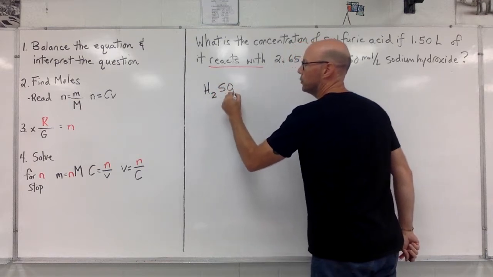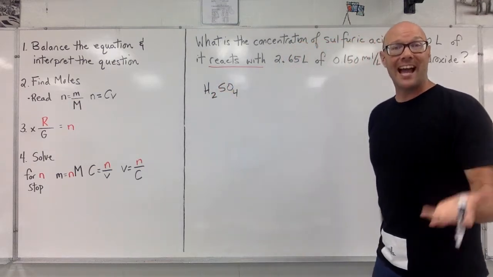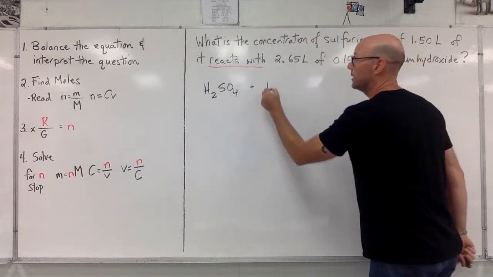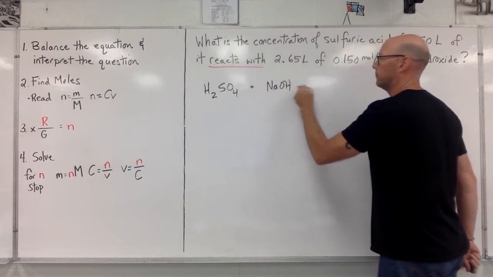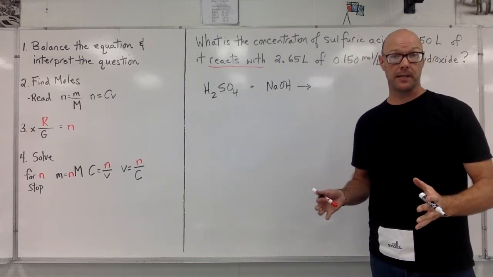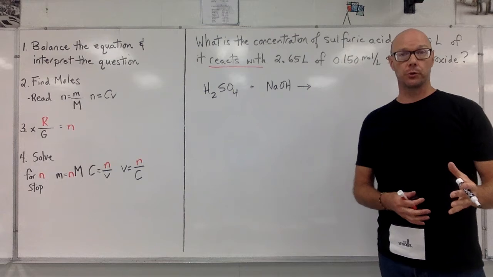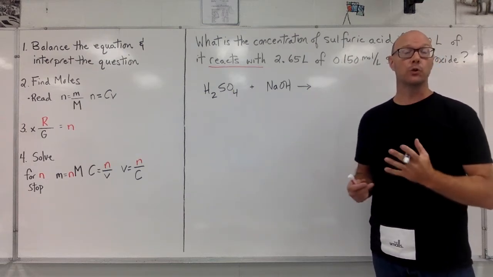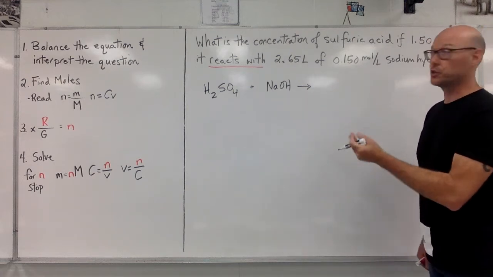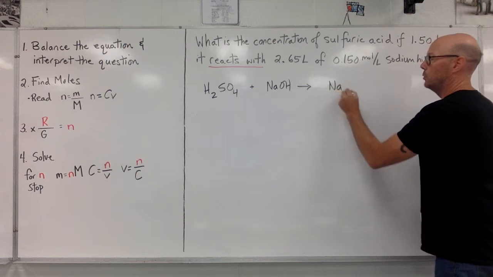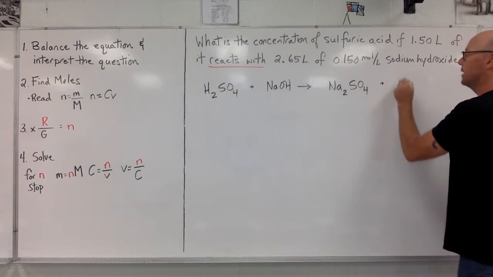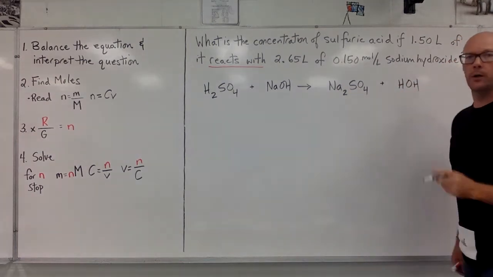Sulfuric acid is H2SO4. We can find it in the data booklet on the acid table. Reacts with sodium hydroxide, sodium 1 plus, hydroxide 1 minus. Questions about solution stoichiometry don't have to be about acids and bases. They could be about regular ionic solutions. It just so happens that this one is again a neutralization reaction. We have a double replacement reaction. The sodium and the hydrogen switch spots. The sodium, which is a 1 plus, gets together with the sulfate, a 2 minus, and the hydrogen 1 plus and the hydroxide 1 minus.